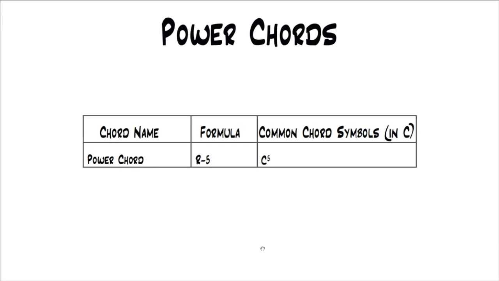And then looking at this chart again with the chord name formula and common chord symbol, it's really simple. We just have the power chord. The formula is super simple. It's just a root and a perfect fifth. And then the common way to see it is written as a 5. So if it was written in C, it'd be a C5. So those are power chords.